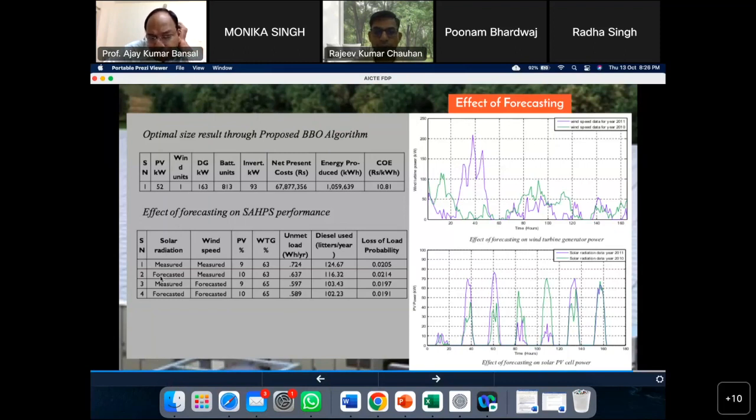When we have used solar forecasted data and wind speed measured data, you can easily see that the requirement of diesel is reduced. But when we have used the solar radiation forecasted and wind speed forecasted data, you can easily see that the percentage of the wind power and photovoltaic power has increased. Unmet load has decreased. The diesel requirement has also significantly reduced, and the loss of load probability has also reduced.